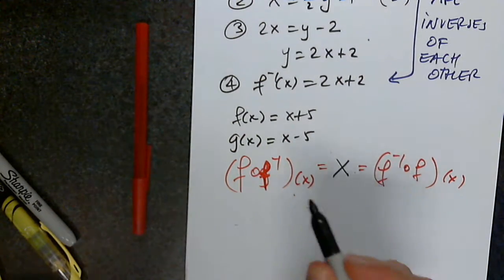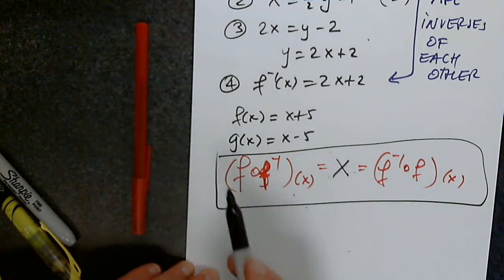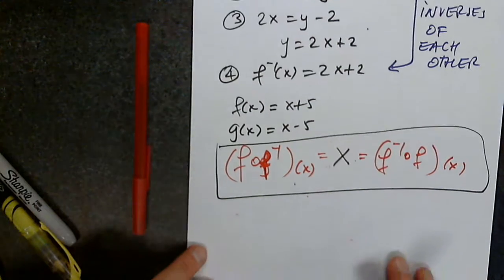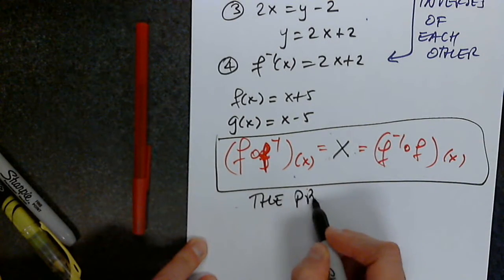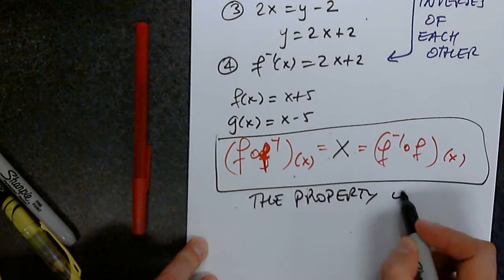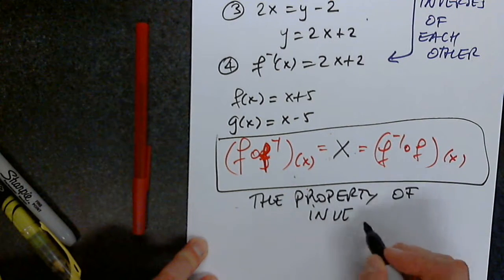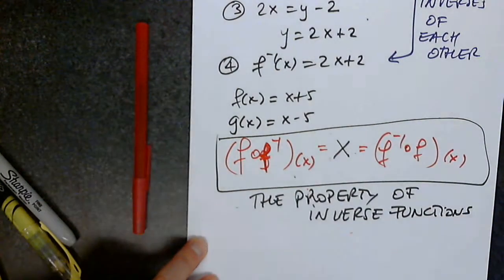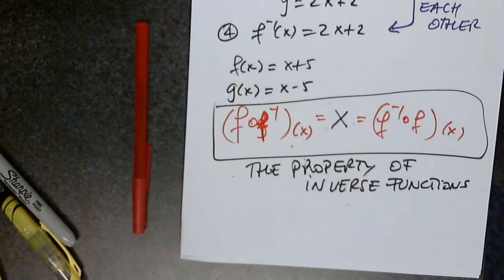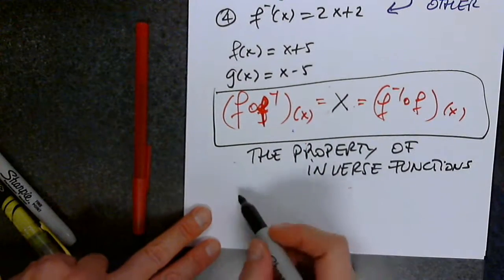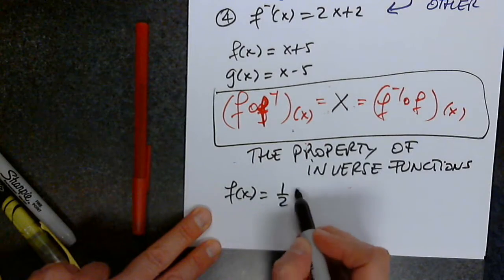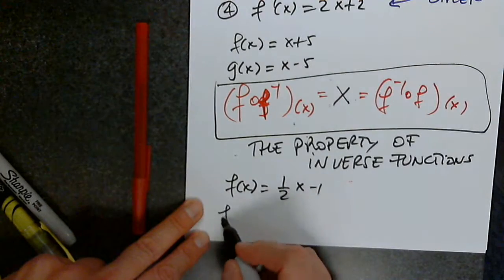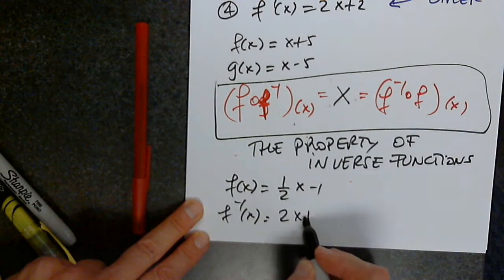Not x squared, not x to the third, not x over 2, not 2x, not 15x. So this is what it's called, the property of inverse functions. This is the property of inverse functions. So now I'm giving you two functions. I'm giving you f of x, which is 1 half x minus 1. And I'm giving you, let's leave it as f inverse, 2x plus 2.